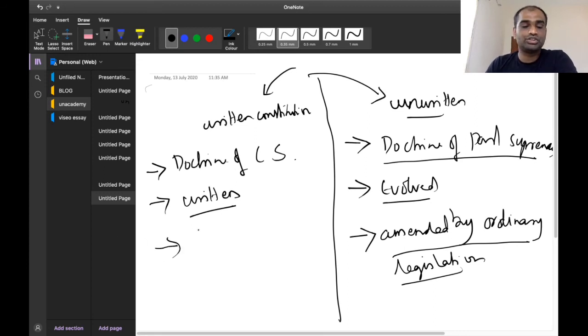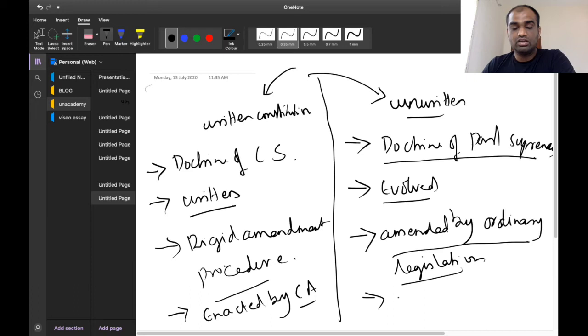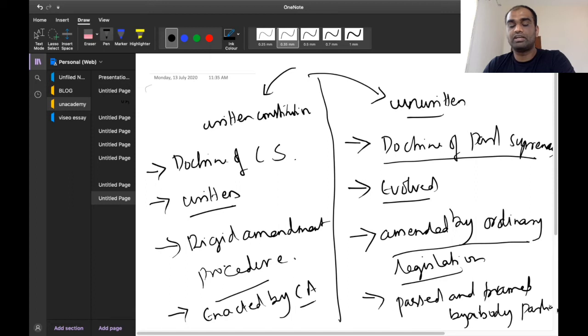But in case of a written constitution, it follows a rigid amendment procedure. Clear? In case of a written constitution, it has to be enacted by a separate body called the Constituent Assembly. It will be passed and framed by a body called Parliament. Clear? So these are the two differences between a written constitution as well as an unwritten constitution.